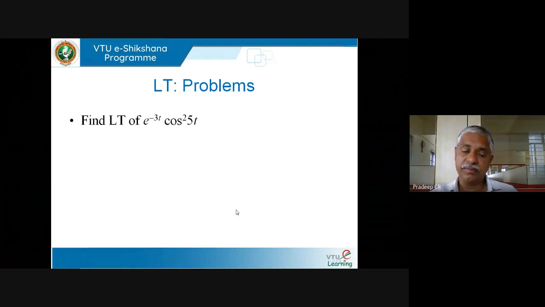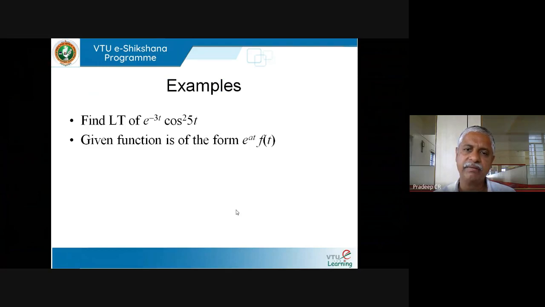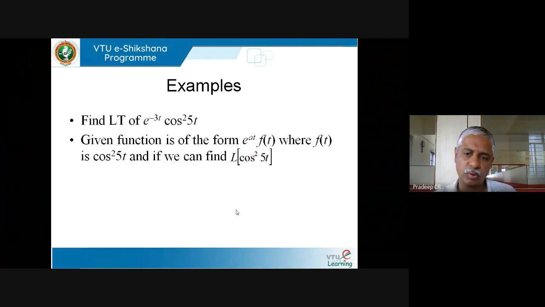And then we are trying this. I think we have finished this also, so let me quickly go through it. Laplace of e power minus 3t cos square 5t. Same thing. This is of the form e power at f(t), where f(t) is cos square 5t. Basically I need to find Laplace of cos square 5t. If I find that, then s in that should be replaced by s plus 3. That's what we want to do, correct?